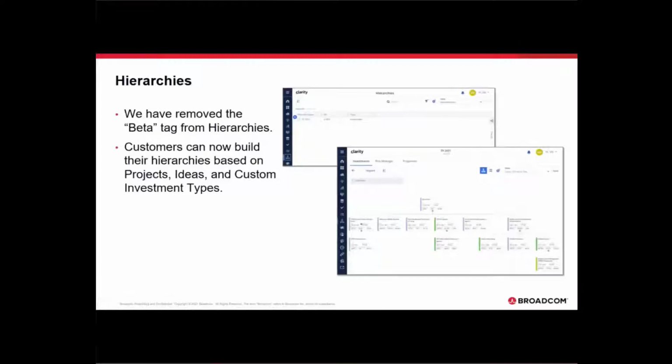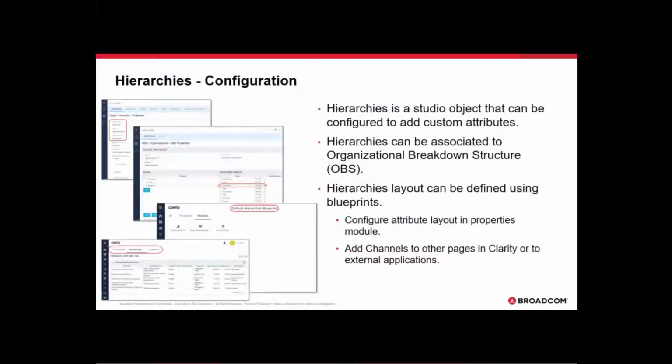So the first thing you will see in regards to hierarchies when you go in is that the beta icon is being removed. It is now an official functionality, just like all the other Clarity functionality. Customers can now build their hierarchies based on project, ideas and custom investment type. So let's look at the hierarchies going from configuration to building hierarchies to the different tabs available for hierarchies.